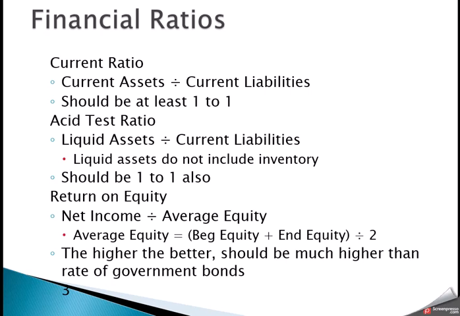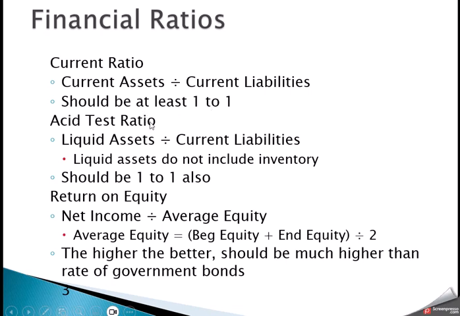Then the ratios that we do from our balance sheet are our current ratio, which is our current assets divided by our current liabilities. And the textbook says it's best to have that at 1-to-1. Anything more than that would be better. Less than that's going to be riskier.